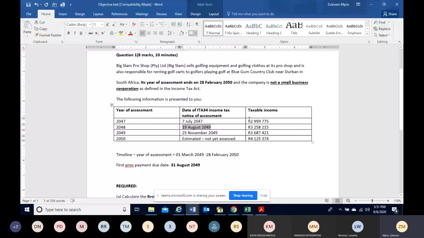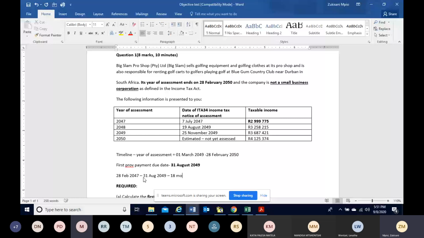The second rule that we now look at is between the year of assessment of 2047, which is now the 28th of February 2047, and the 31st of August 2049. Is this period more than 18 months? That's the second thing that we look at. So how many years do we have? We've got 2 years and 6 months, which means we've got 30 months.